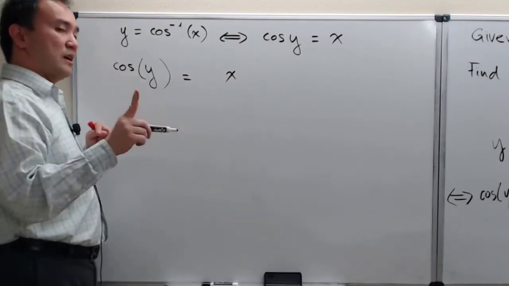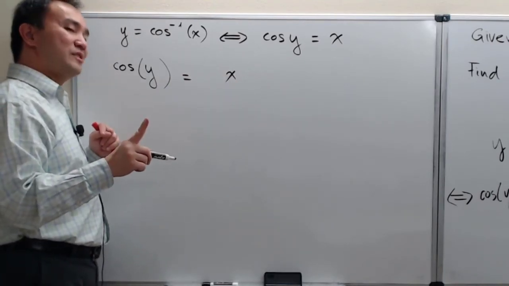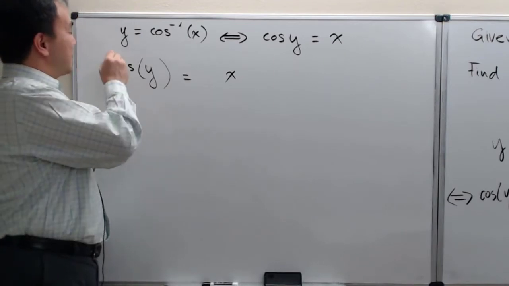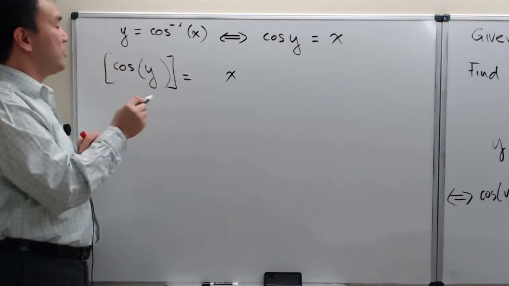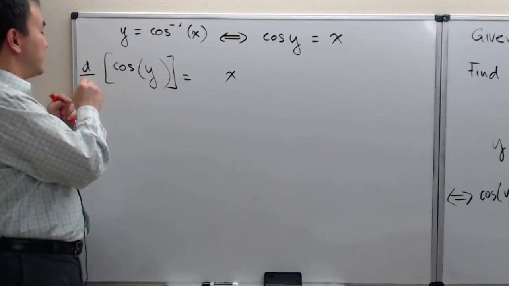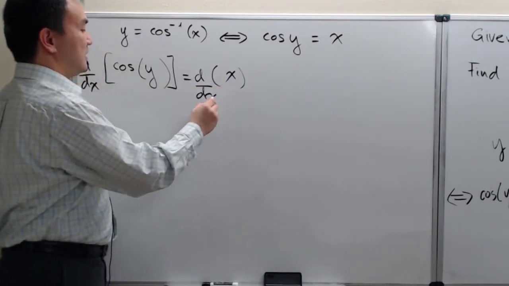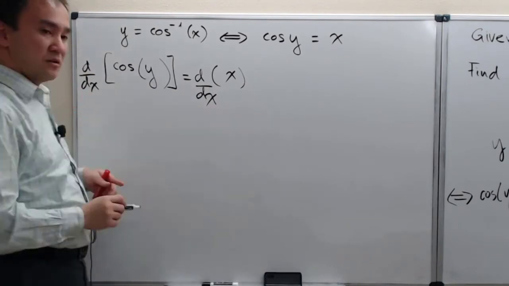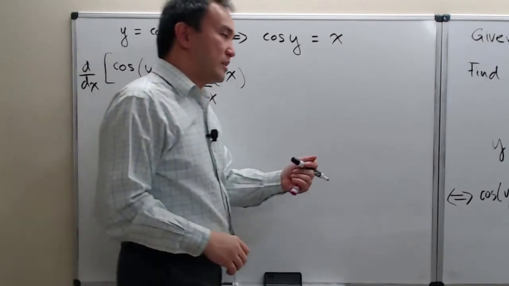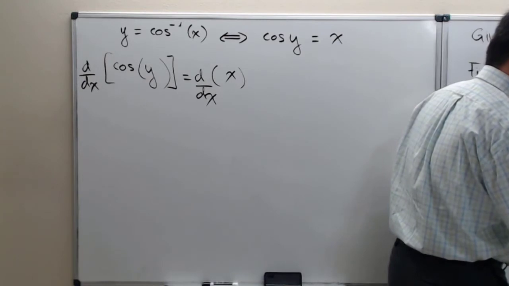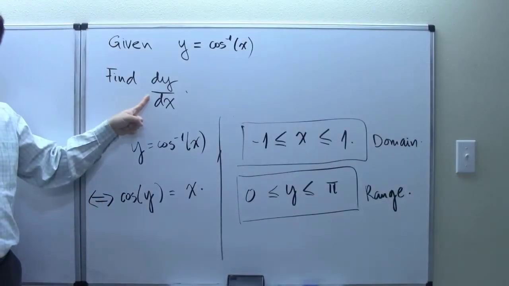And so now starting to use the implicit differentiation, this is what I'm doing. I am going to take the derivative in terms of x equally on both sides. Take the derivative in terms of x. Why take the derivative in terms of x? Because our beginning problem asked for that.